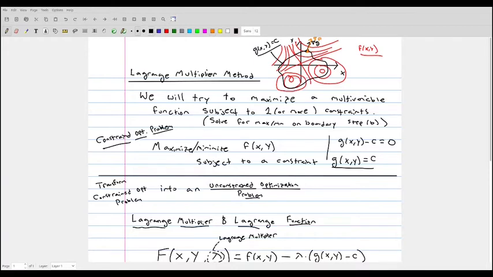If you look around the boundary, there's another point right here, it looks like, where those two gradients are going to point in the same direction. Right here looks like one, and right here as well. So those are all potential max and mins on the boundary, because the gradient of the constraint function is pointing in the same direction as the gradient of the function we're trying to maximize.